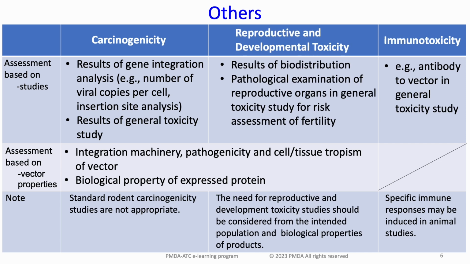Second, the reproductive and developmental toxicity. Effects on reproductive and developmental toxicity should be assessed by the result of biodistribution and vector properties. In addition, effects on fertility are evaluated by histopathological examinations of reproductive organs in the general toxicity studies. The need for reproductive and developmental toxicity study should be considered from the information of the intended patient population and the biological properties of the products.